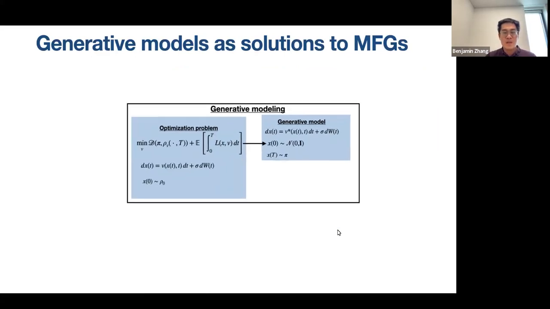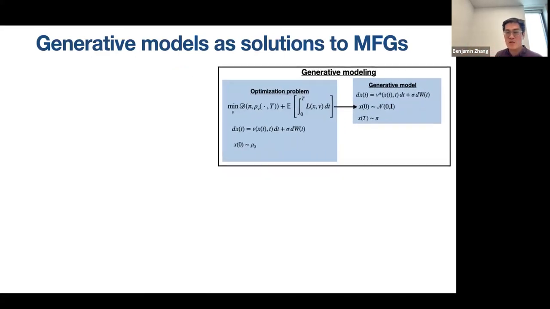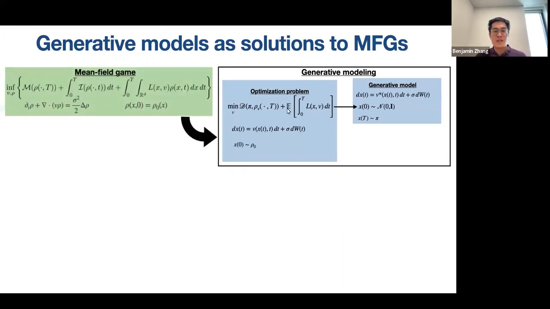So this is the status quo picture of generative modeling, right? You have an optimization problem, and then you solve the optimization problem, you get some sort of a generative model, okay? But we'll take a bigger picture with the mean field games. And the idea is that this doesn't come from nowhere.